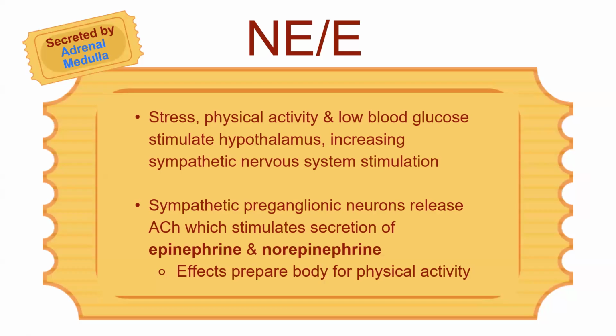And so our sympathetic preganglionic neurons release acetylcholine, and that is what actually results in the release of epinephrine and norepinephrine. It's kind of getting our body jacked up, ready for physical activity. That's why they say adrenaline's flowing. This is what they're talking about.